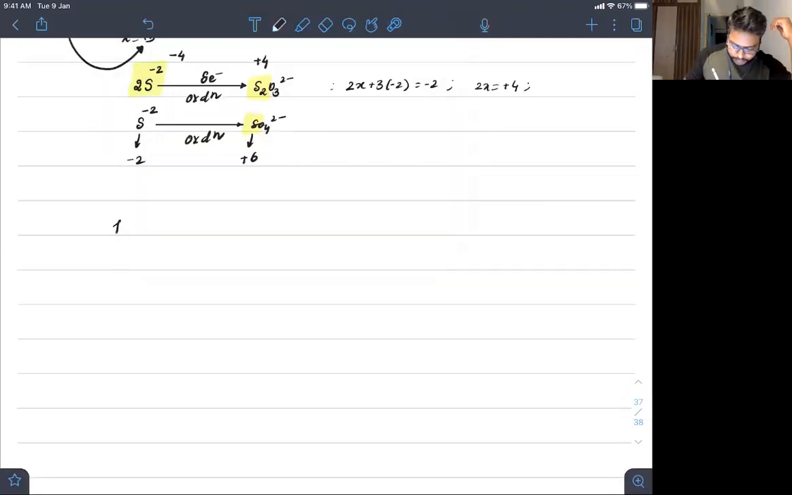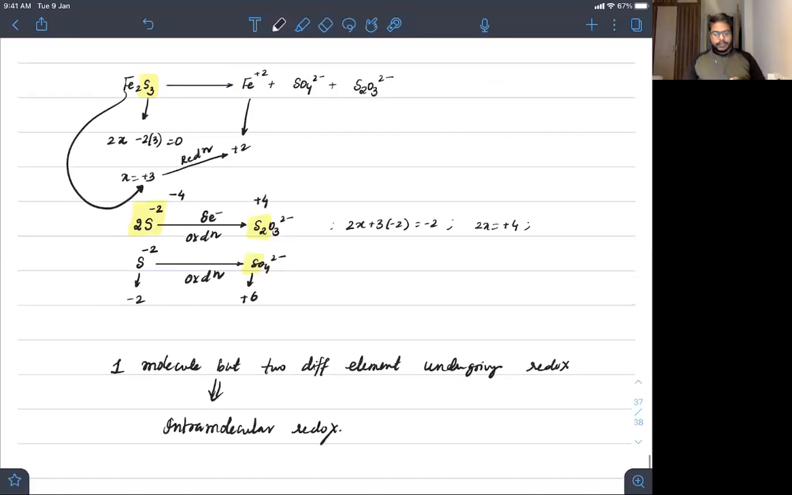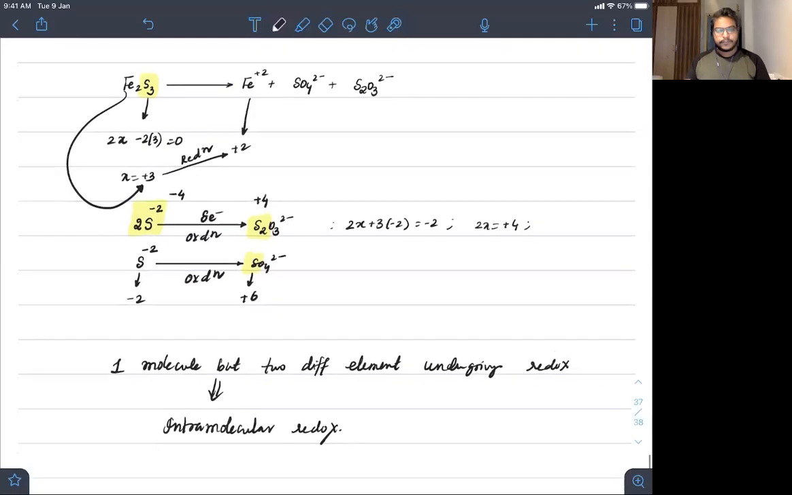But there is only one molecule. You see, there is only one molecule, but 2 different elements undergoing redox. Such type of redox are called intramolecular redox reactions. So here you can see iron is undergoing reduction, sulfur is undergoing oxidation, but there is only one molecule. So within one molecule, there are 2 different elements. One element is undergoing reduction, one element is undergoing oxidation. Such redox are called intramolecular redox. Clear, everybody?